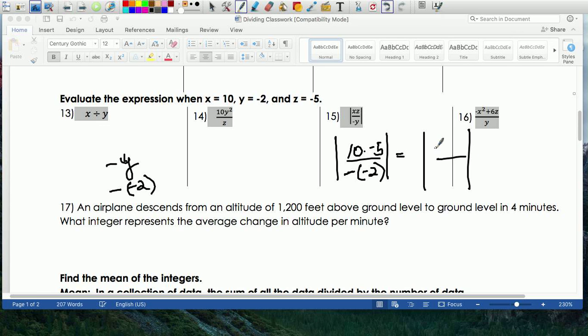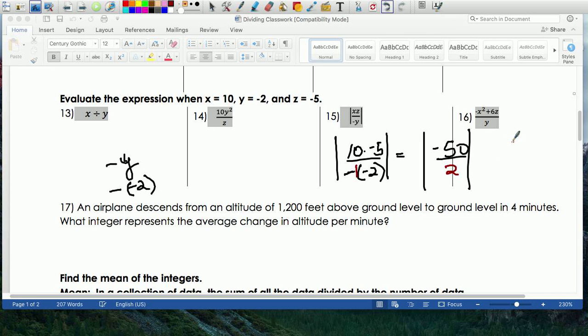10 times negative 5 is negative 50. You have two minus signs together, a minus sign in front of a parenthesis. Remember, in front of every parenthesis there's a 1, and I'm going to put that in red. So pretend there's a 1 here. That makes it negative 1 times negative 2, and a negative times a negative is a positive. So I'm going to get 2.